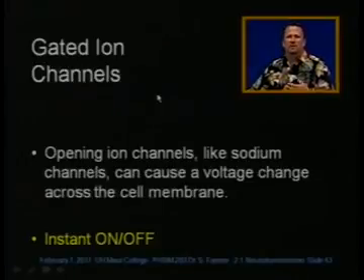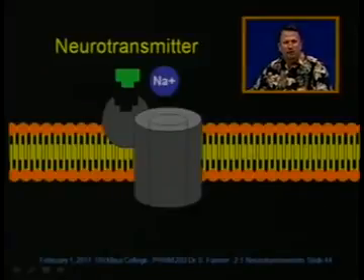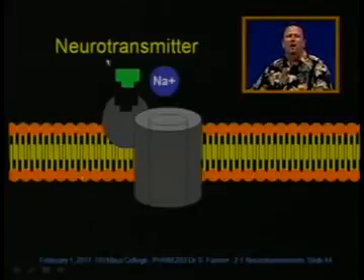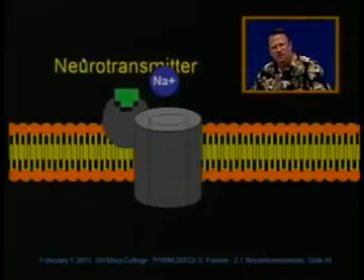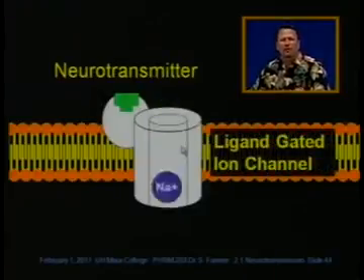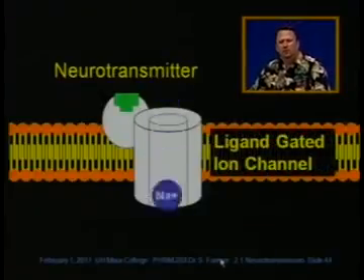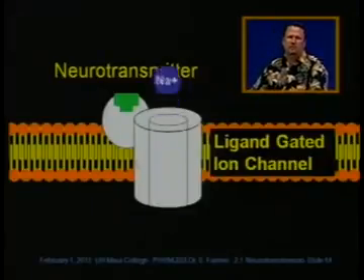So opening sodium channels just causes an instant voltage change across the membrane, gives us an instant on and off form of communication. So here is the postsynaptic membrane, and here is the neurotransmitter in the synapse. And when the neurotransmitter comes in contact with the receptor, it opens a sodium channel and allows sodium to rush into the cell, causing a voltage change across the membrane.